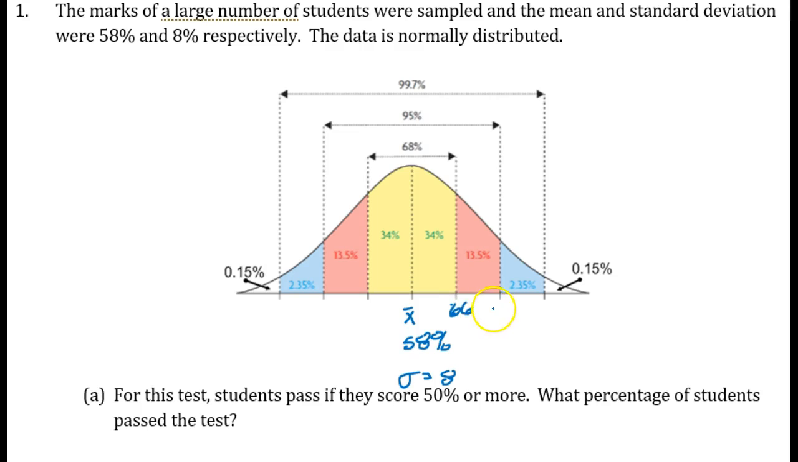then the next will be 66. So if you went up one standard deviation, you get 66. Then you'd be 74 and 82. And going back one standard deviation, you'd have a mark of 50, a mark of 42, and then finally a mark of 34.